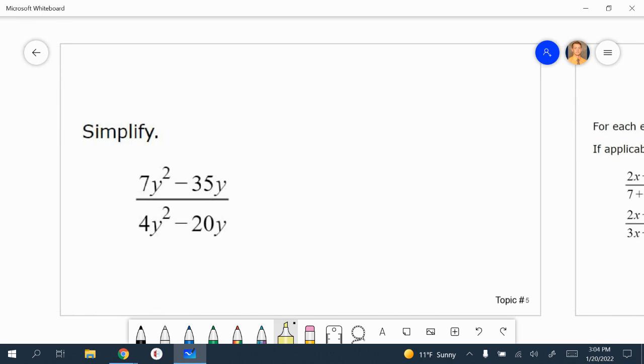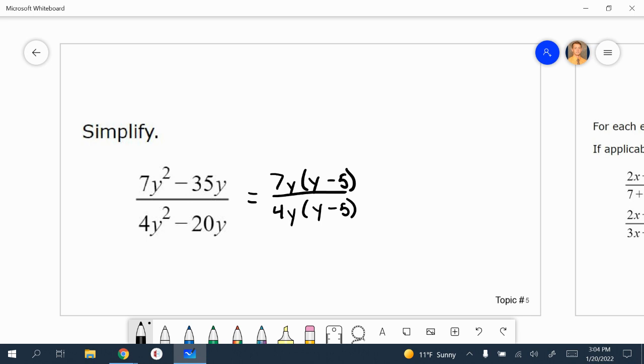Going through topic number 5. Okay, so for topic number 5, I'm going to first try to pull something out if possible, because I'm noticing on the top and the bottom I can pull something out. So I'm going to pull out a 7 out of the top. That'll leave me with, I actually can pull out more than just a 7. I can pull out a 7 and a y from both of those terms. That'll leave me with a y minus 5. And then on the bottom, I could pull out a 4. I could also pull out a y, and that will also leave me with y minus 5 if I pulled those out.